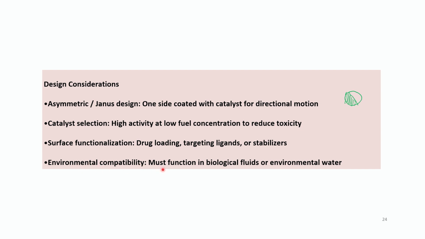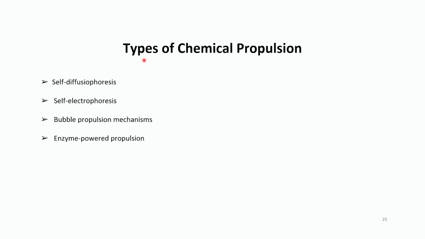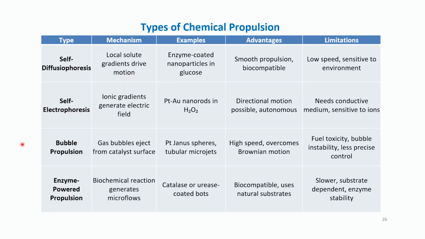Then environmental compatibility. This must function in biological fluids or environmental water. So your design consideration should be such that your bot is able to function in biological fluids or environmental water. You're going to keep this in mind. Types of chemical propulsion: these can be self-diffusiophoresis, self-electrophoresis, bubble propulsion mechanisms, or enzyme powered propulsion. These are the 4 types of chemical propulsion mechanisms.